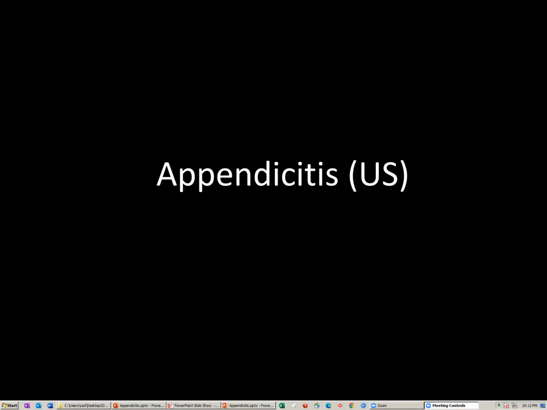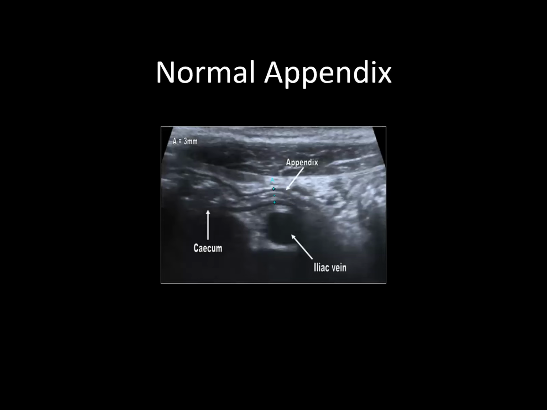Hi everyone. This video is on how to diagnose appendicitis on ultrasound. So here's an image of a normal appendix from an article. It's going to be less than 6 millimeters. In this case, it's 3 millimeters.